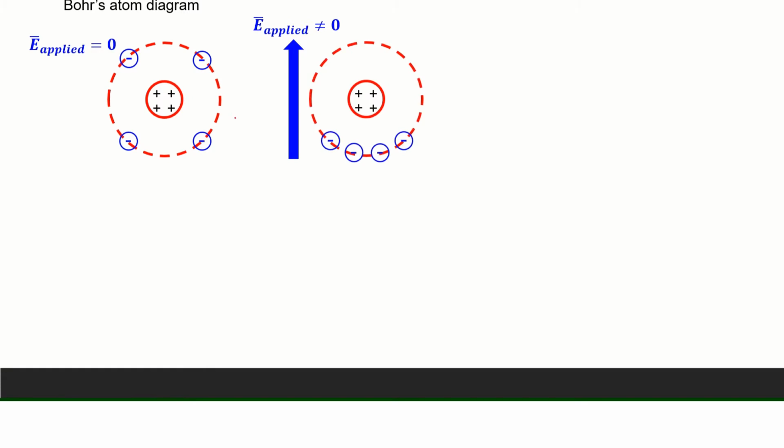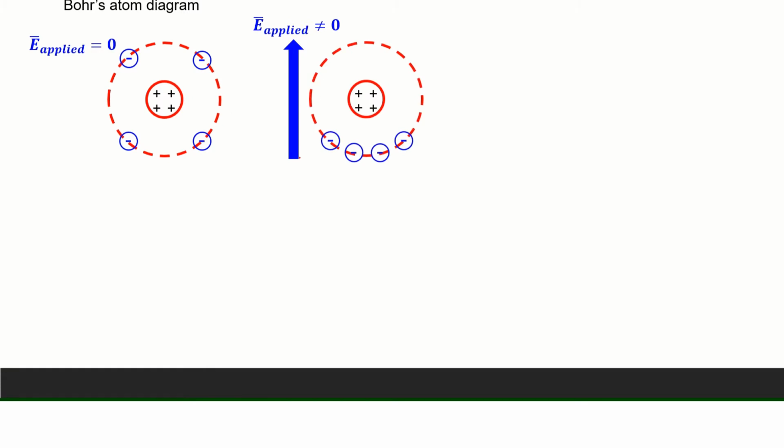What will happen to this Bohr atom diagram when there is a field applied, when this electric field is no longer equal to zero? It means that there is an electric field applied. So when there is an electric field applied, the Bohr atom diagram will look like this.